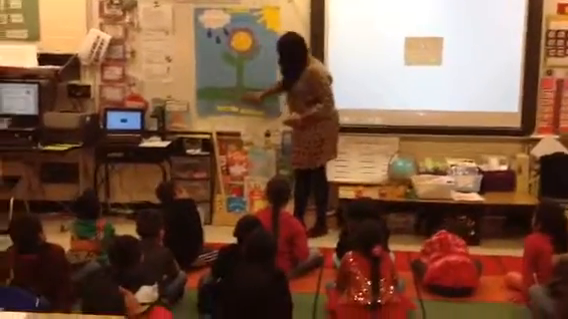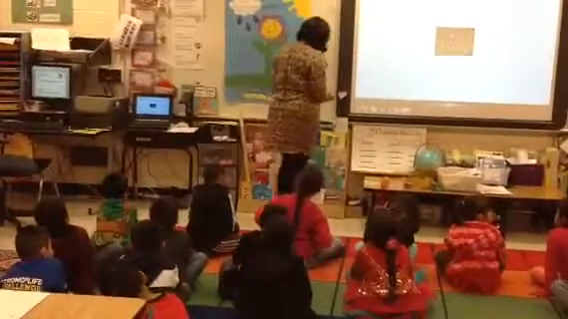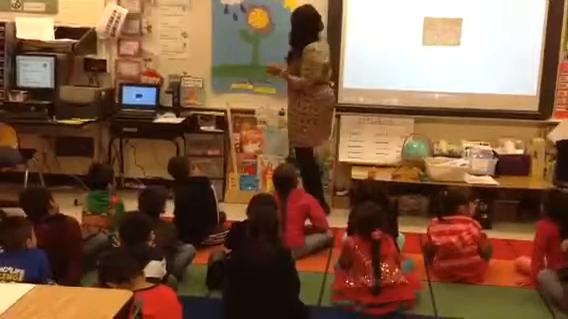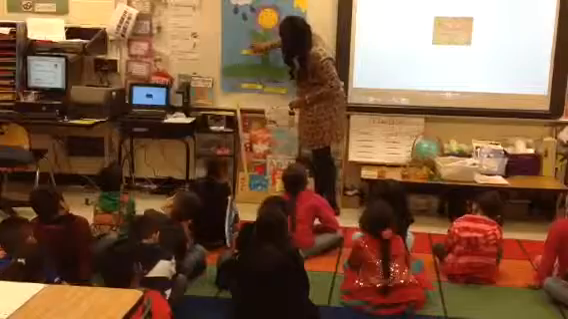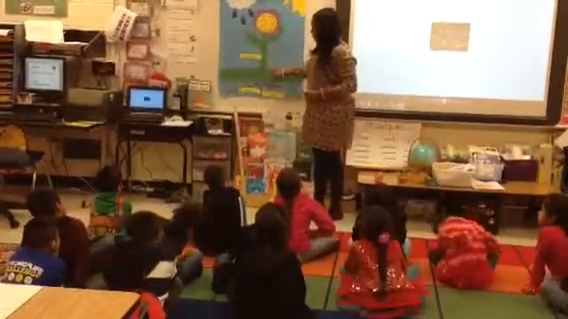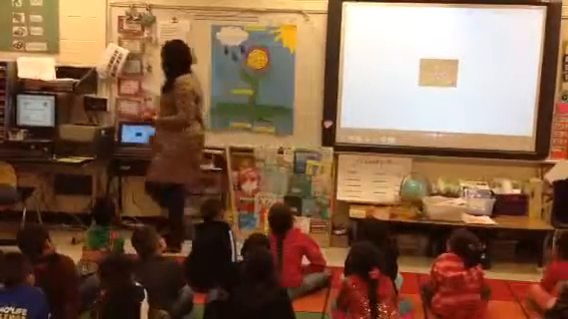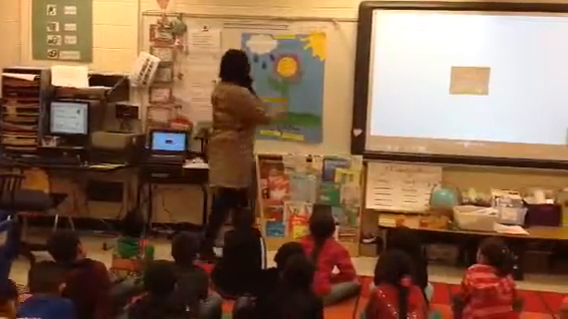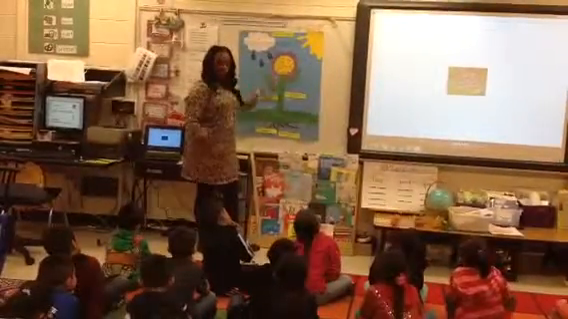All right? And we said this was the grass. So this is the stem. Very good. The stem. So we're going to label the stem. And the stem holds the flower and the leaves up. The stem also takes water and food from the roots up to the flower.